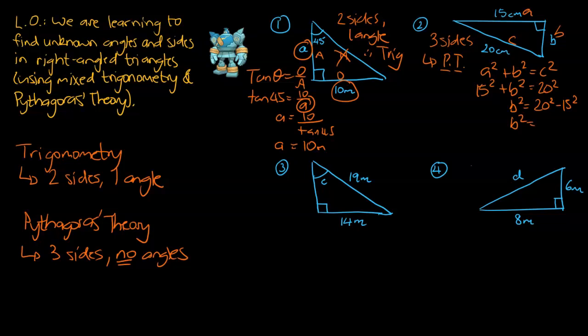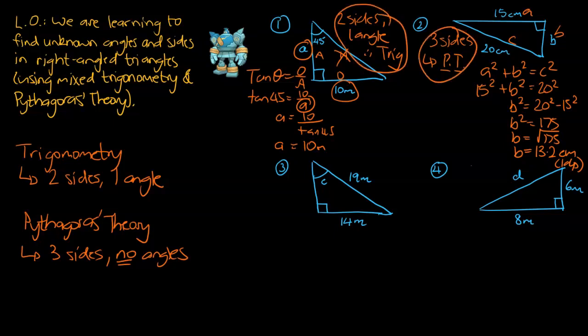B squared is going to be equal to, I'm going to grab my calculator for this, 20 squared minus 15 squared. That's going to get me to 175. B is equal to the square root of 175, because a square root is the opposite of a square. Square root of 175, and I'm getting 13.2 centimeters, and that had a 1 dp rounding. Hopefully this is beginning to make sense. Looking at the sides and the angles, let's figure out which rule you're applying.